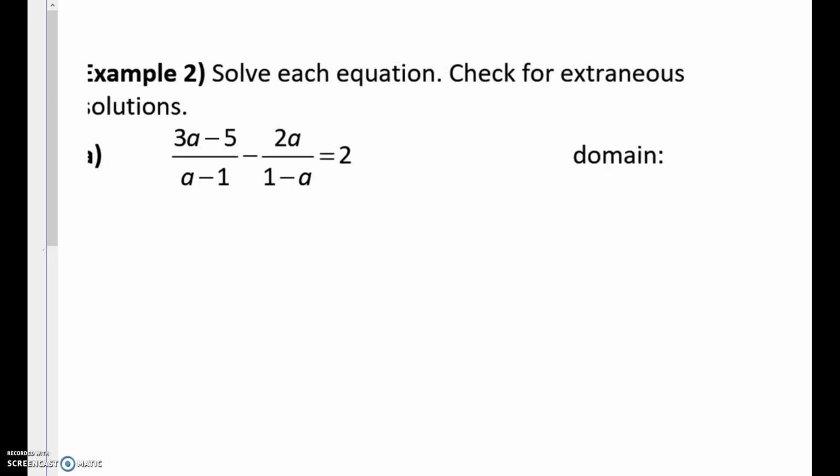This guy, I look at the bottom and I can see I've got an a minus 1 and a 1 minus a. Well, a minus 1 equals 0 when a equals 1, and 1 minus a equals 0 also when a equals 1. So my domain is that a cannot equal 1. Everything else is good, but a cannot equal 1.